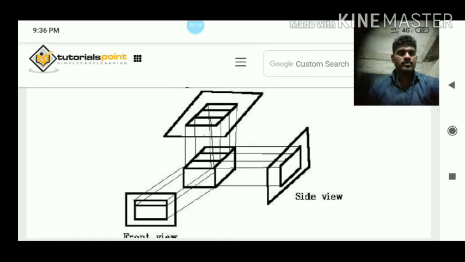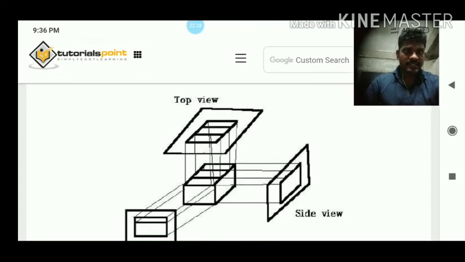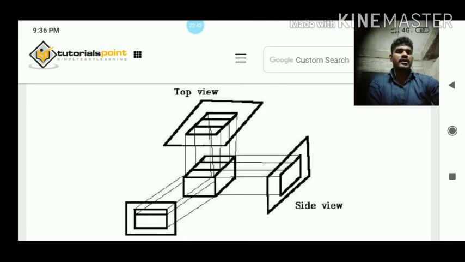Top view. Just imagine, actually this is the image. The middle one is the image, and this image is called this figure or this object.